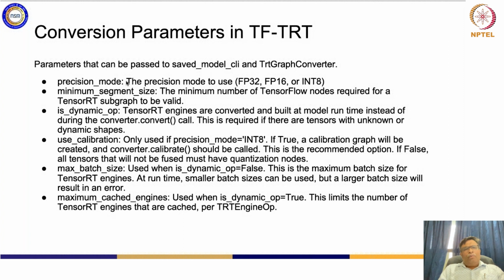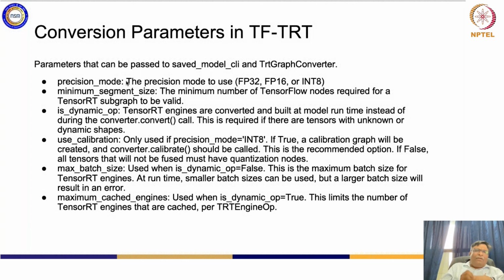And then you can use calibration, because calibration is needed. Yesterday I told you that when you're converting from FP32 to FP16, it is done. But when you convert something from FP32 or FP16 to something like int8, there is a calibration required, right? So if the precision mode is int8, a calibration is needed. So effectively a calibration graph will be created.